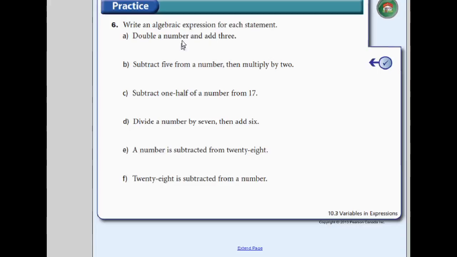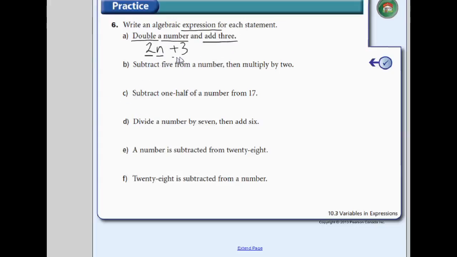Write an algebraic expression for each statement. So we've got a statement, we're going to turn it into a number. So let's look through. Double a number and add 3. So double is 2. A number means 2 times a number. Well, we don't need the multiplication sign. We can just write 2n. So double a number is 2n. And add 3. So plus 3. So 2n plus 3. Now here's where it becomes tricky with the wording, because so far we have double first and we see a 2. Then we see number and then we see n.